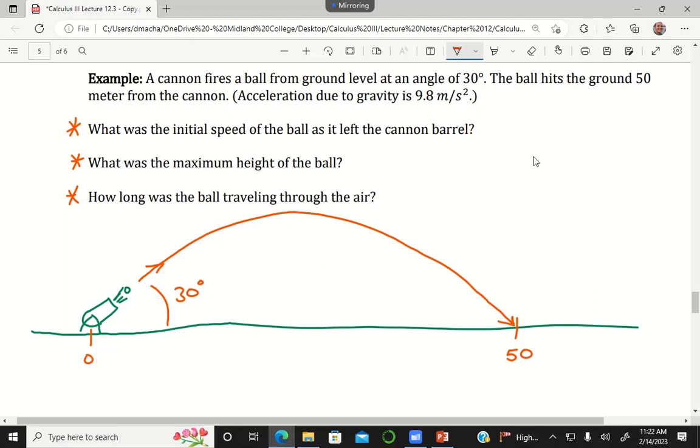What is the maximum height of the ball? So that would happen right here. This point where it reaches the top of the parabola is called the apogee, A-P-O-G-E-E. So we're talking about what's the height or the altitude at the apogee. And then the other thing is how long, like what's the duration, time-wise. How long is the ball traveling through the air? So we sometimes call this hang time.